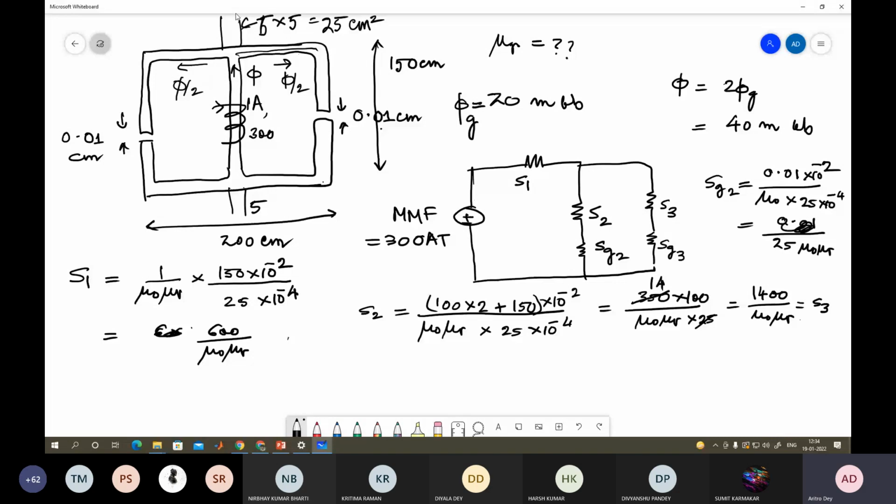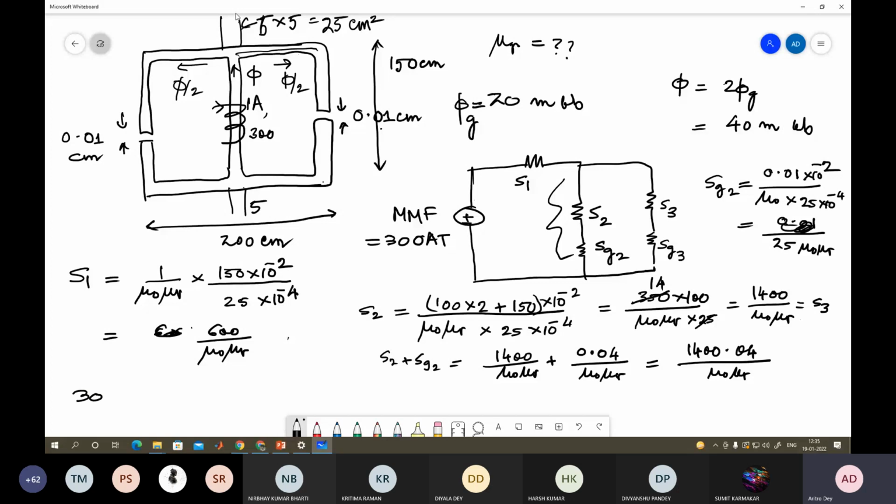So actually what we are getting here in this part, the effective reluctance is S2 plus SG2, which is equal to 1400 divided by mu 0 mu r plus 0.04 mu 0 mu r. So 1400 plus 0.04 mu 0 mu r is your total reluctance. Now you have to balance it.